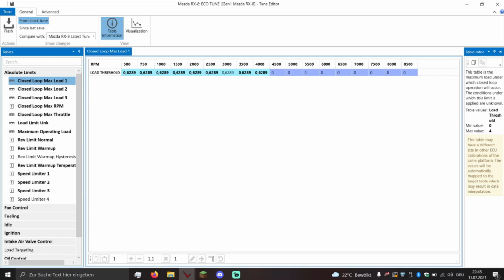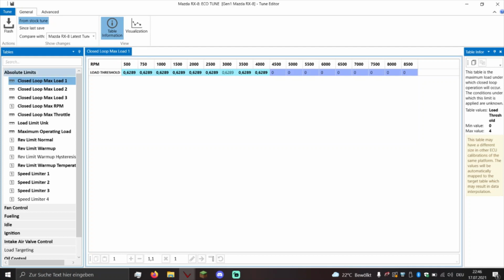Today, I will present you, as promised, the echo tune for the RX-8. So what I basically did was, I just took my latest tune and altered just a few values, like load threshold and the throttle inputs, and the air-fuel ratio. So we just go quickly over the tables, what I changed, what the effect is, and to understand the logic behind what I did.